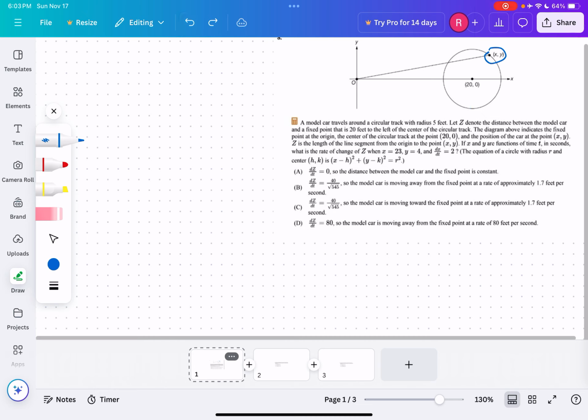Now, they continued and said Z is the length of the line segment from the origin to the point xy. So basically this line segment over here is denoted by Z. If x and y are functions of time, what is the rate of change of z when x is equal to 23, y is equal to 4, and the derivative of x with respect to t is equal to 2? Now notice at the end of the question they also gave us the equation of the circle, which is (x minus h) squared plus (y minus k) squared is equal to radius squared.